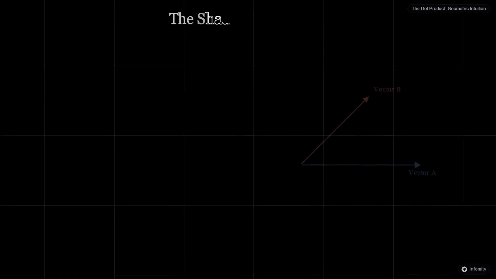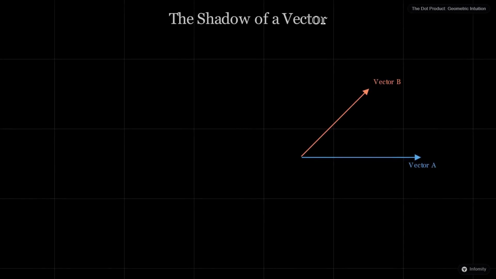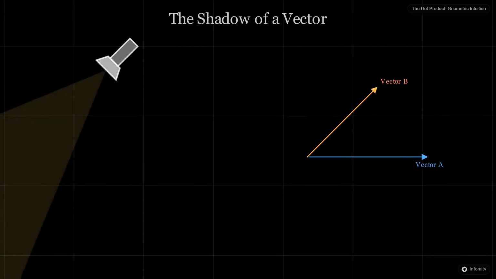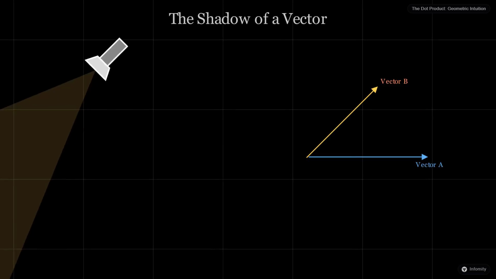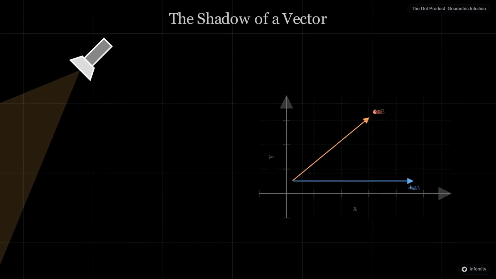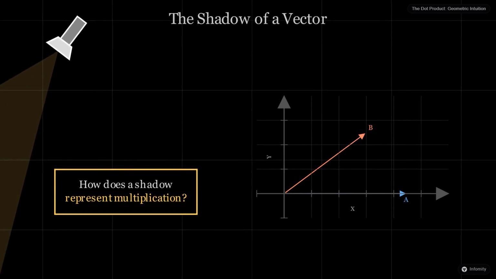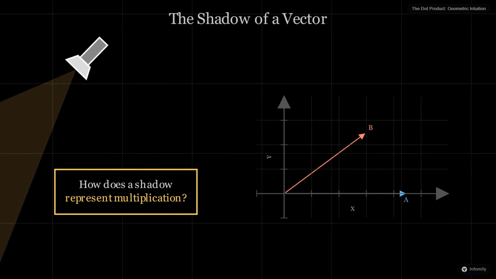Hello, geometry enthusiasts. Stop thinking of the dot product as a formula, see it as a shadow. Imagine a flashlight casting an arrow's shadow onto the floor. In math, we represent these as two vectors in space. But here's the part most explanations skip. How does a shadow represent multiplication?